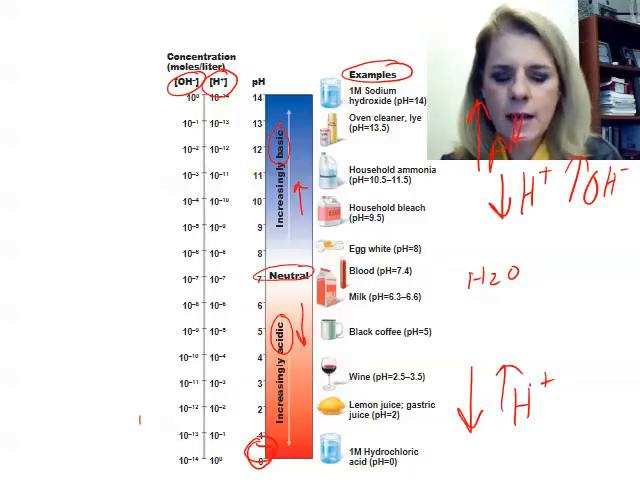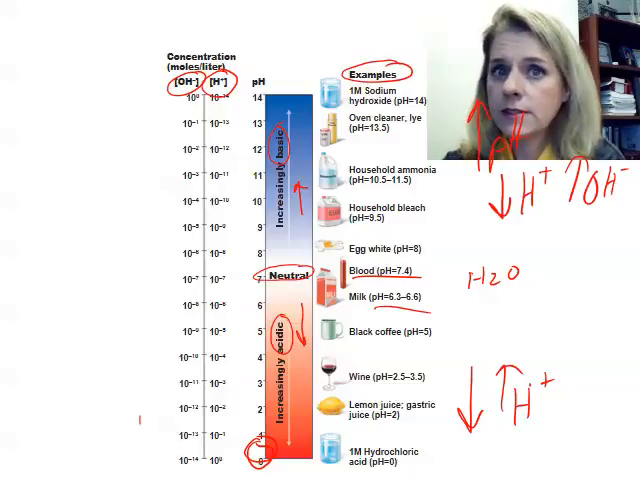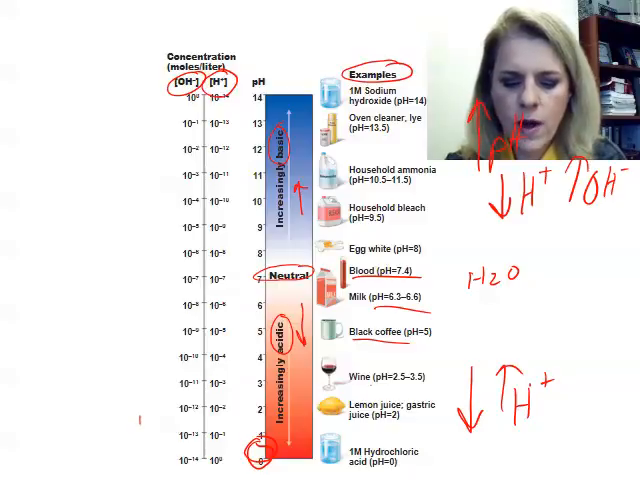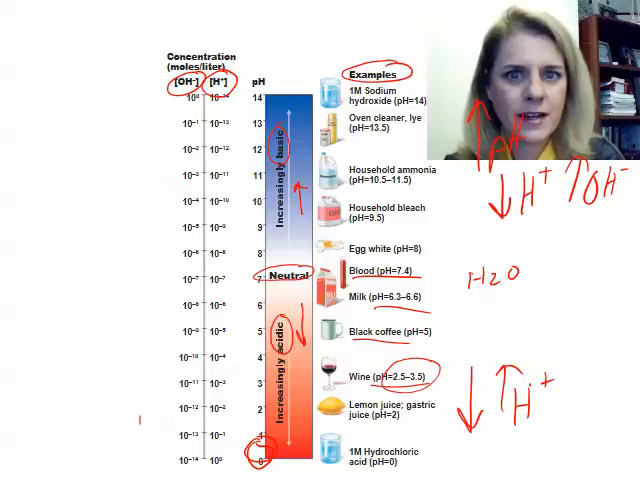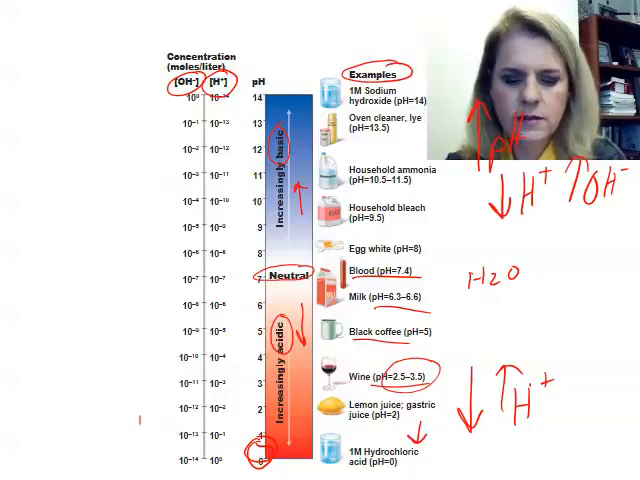All right, so some examples. Blood is 7.4, so it's a little bit basic. Milk has a pH of around 6.3, so it's a little acidic. Coffee is more acidic, it's a pH of 5. Wine is even more acidic. Remember, the lower the number, the higher the acidity level. So your highest acidic level on this scale is hydrochloric acid. This is very, very acidic.